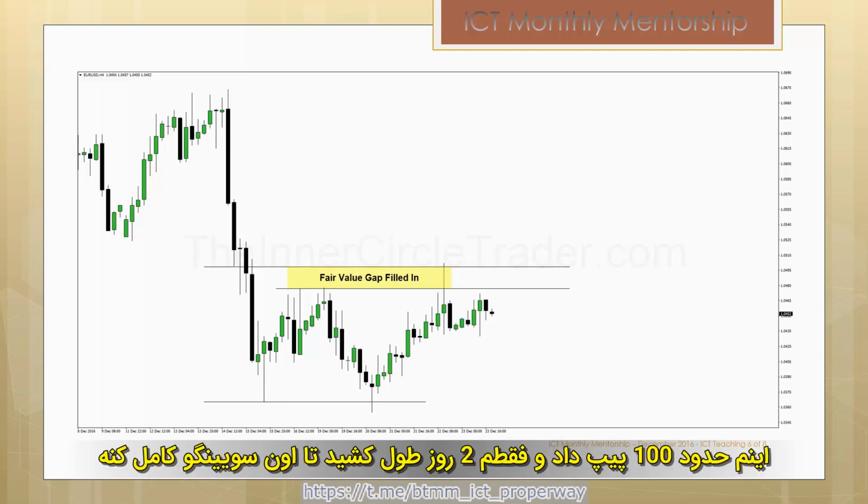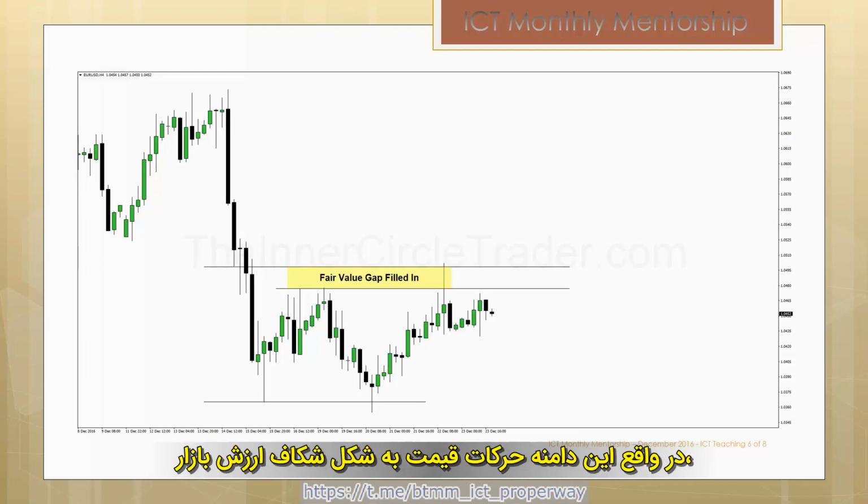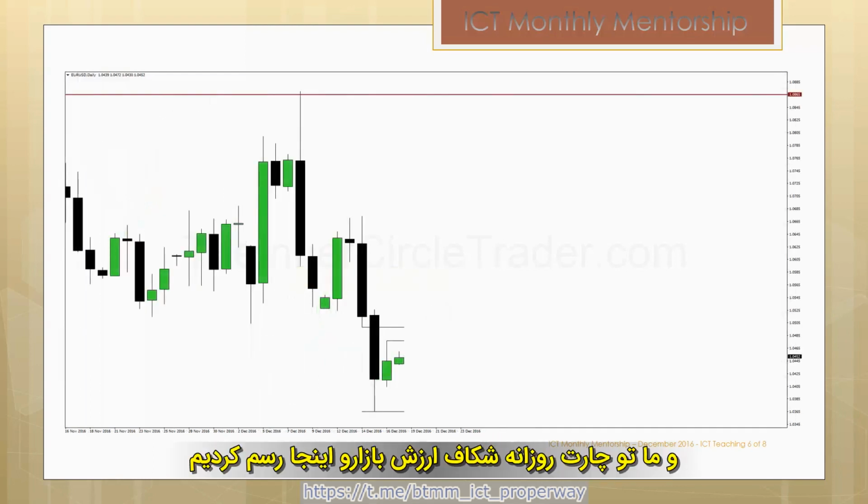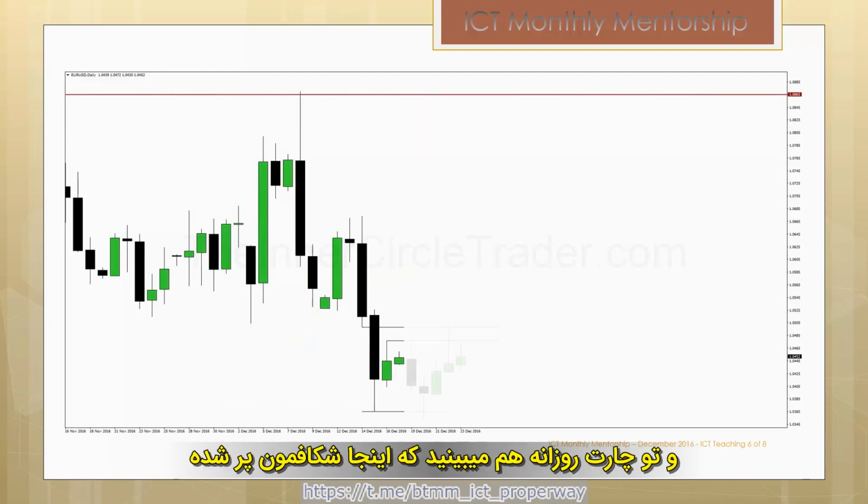So it was well over 100 pips of a move, and it only took about 2 days to complete that little price swing. And in fact, this range of price action in the form of a fair value gap was actually detailed to you in the beginning of this week, where we delineated on the daily chart the fair value gap as outlined here. And on the daily chart, you can see it's been filled in here.